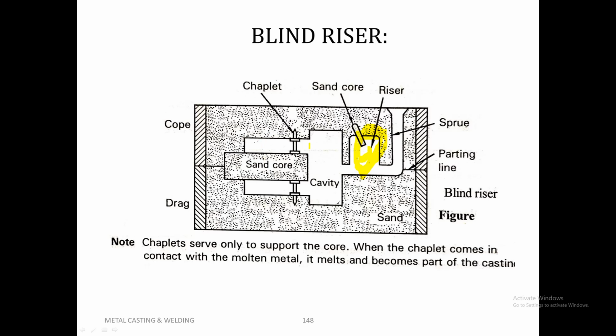So you see there is a chaplet over here. A chaplet is to support the core. So when the chaplet comes in contact with the molten metal, it melts along with the molten metal and forms a part of the casting. So this is what a blind riser is. So we discussed two types of risers, the open riser and the blind riser. So with this, the topic on gates or gating system and riser is covered. Thank you.